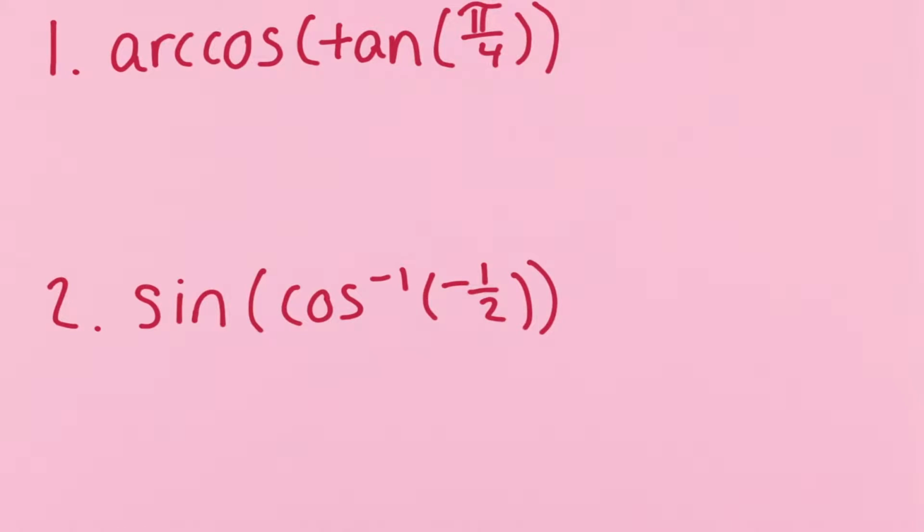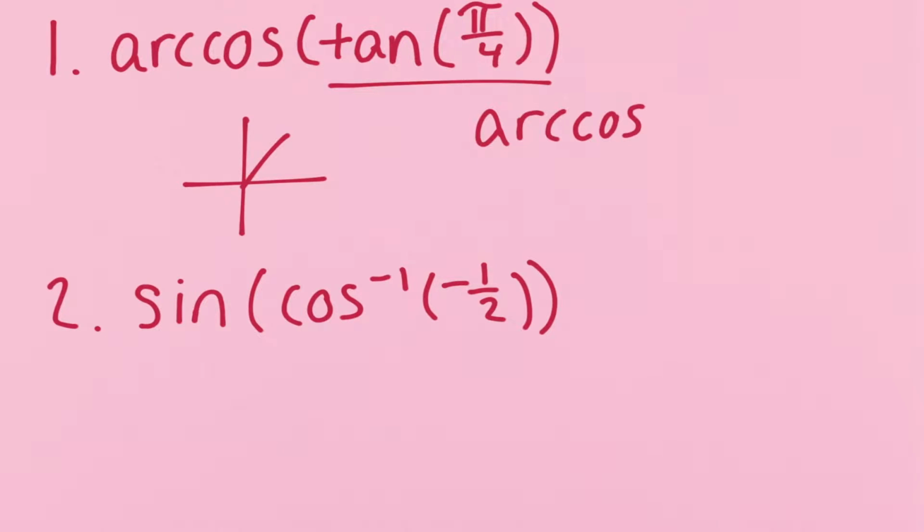Tangent of pi over 4 is what we want to start with because we start with the inside. Tangent of pi over 4 is 1, as we learned in some of the previous videos. So now I'm writing 1 on the inside instead of tangent of pi over 4. I still have the arc cosine on the outside, but we just solved that the tangent of pi over 4 is 1. Now we have a new problem, arc cosine of 1.